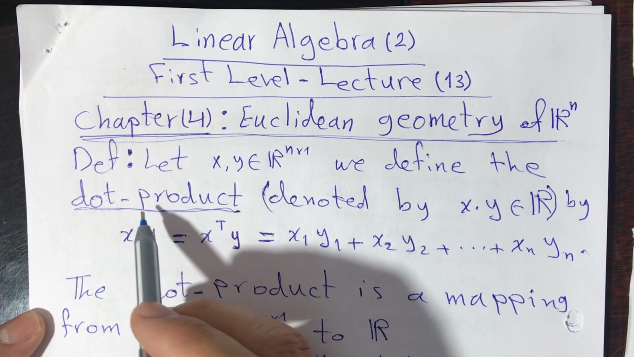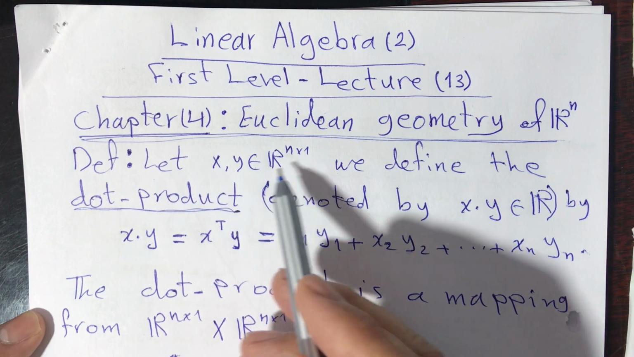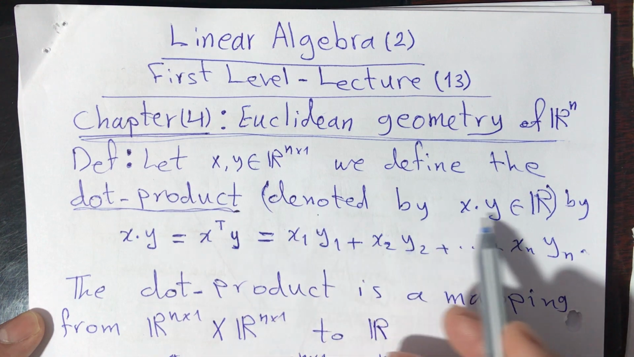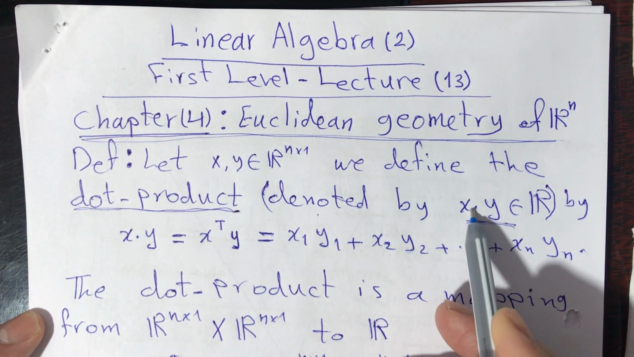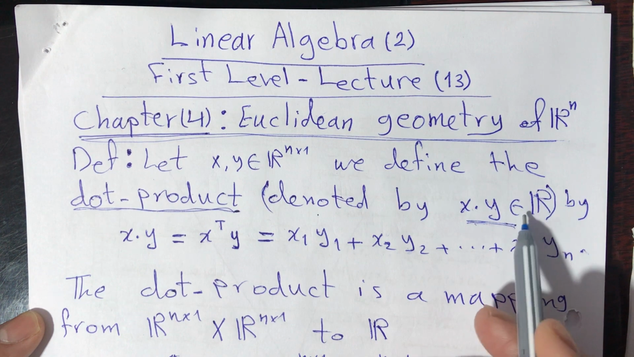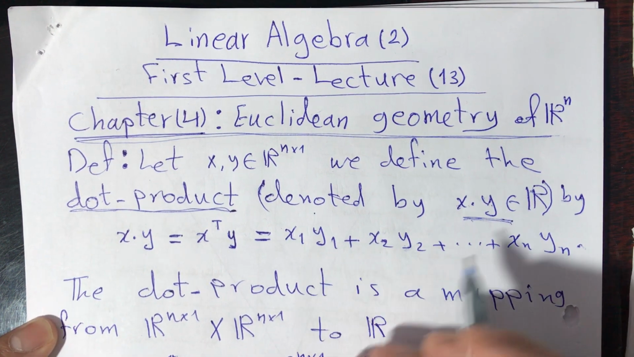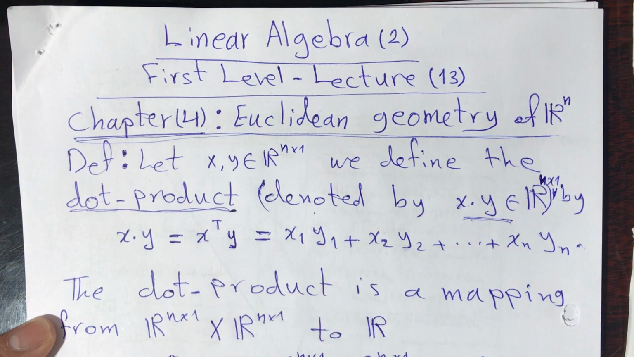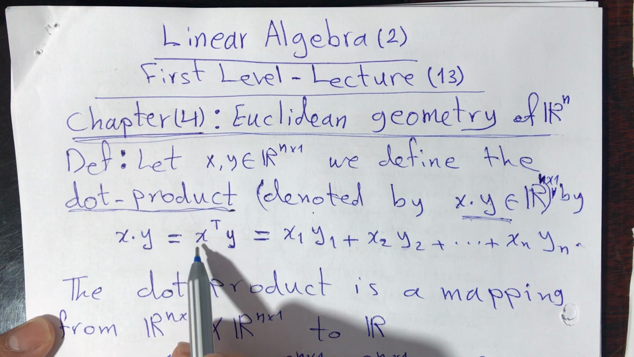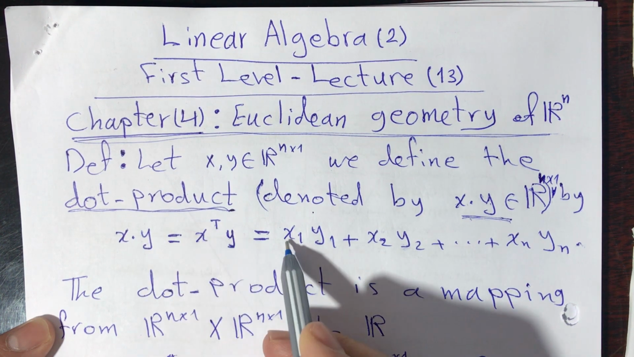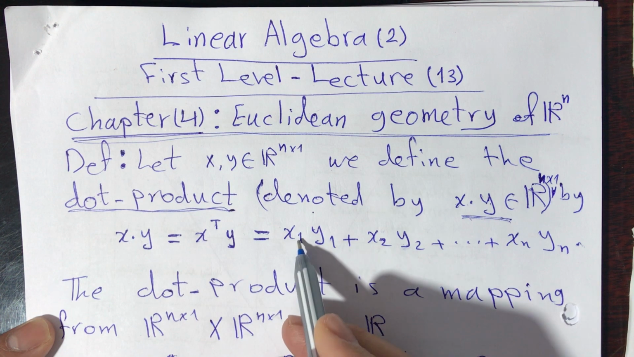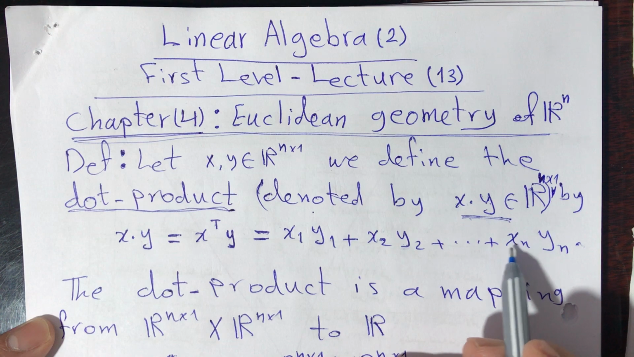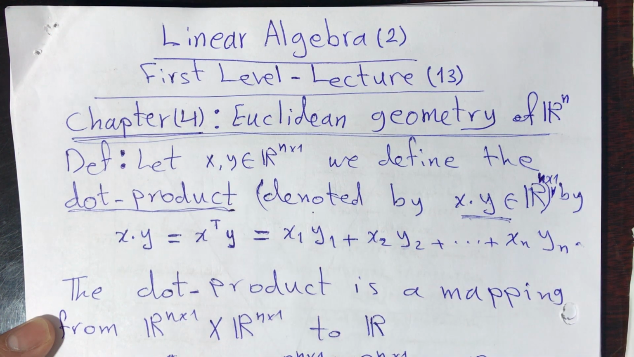Definition of the dot product. Let x, y belong to R^(n×1). We define the dot product between two vectors x and y, denoted by x · y, which belongs to R, as x · y = x transpose y, which equals x1 y1 + x2 y2 + ... + xn yn.